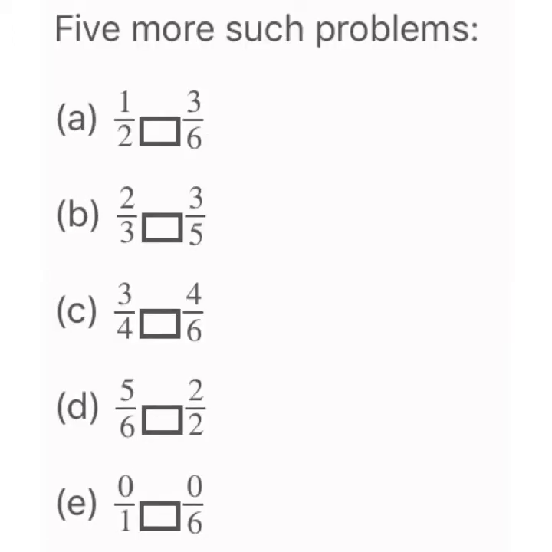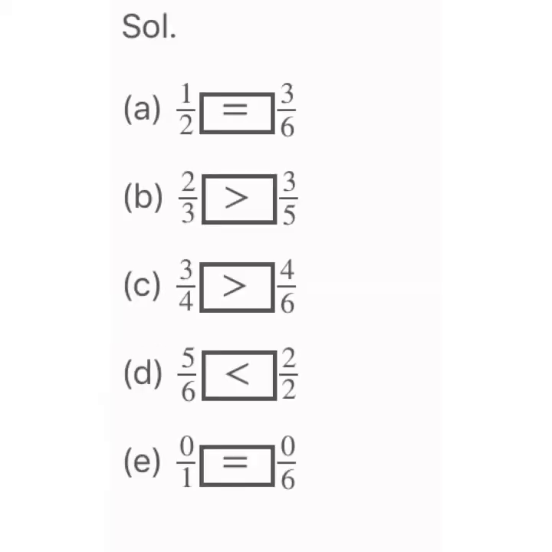Now children, we have one more part in the same question, that is we have to write 5 more such problems. So first is 1 by 2 and 3 by 6. Children, here 3 and 6 are composite numbers, so we will reduce this fraction into lowest form and we will get 1 by 2. So 1 by 2 and 1 by 2, both the fractions are equal. So 1 by 2 is equal to 3 by 6.